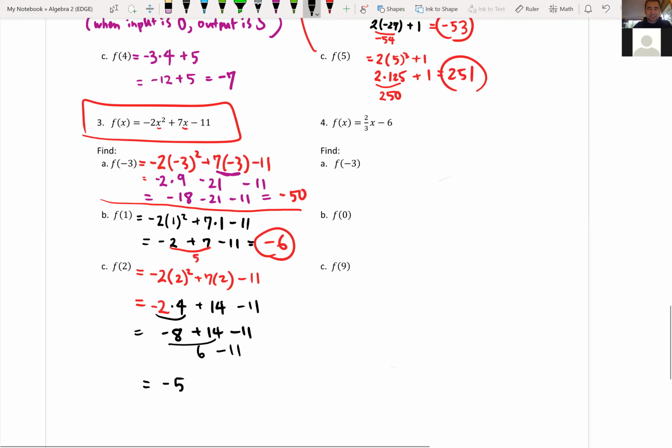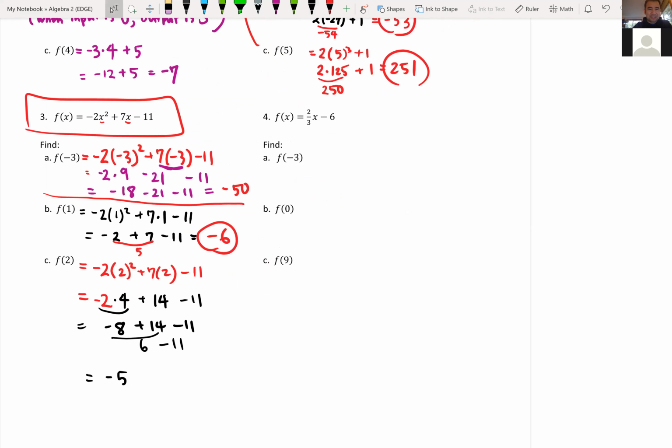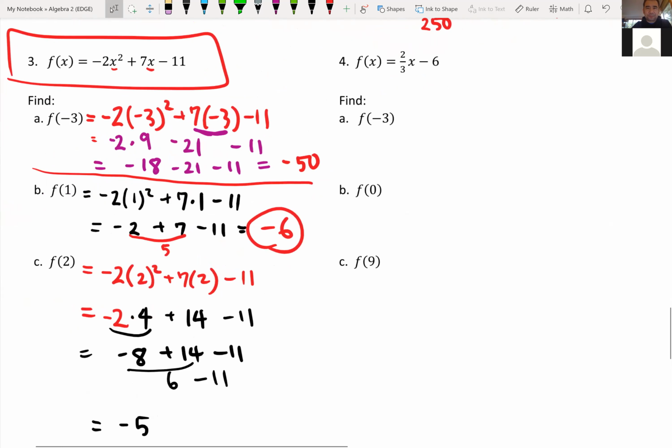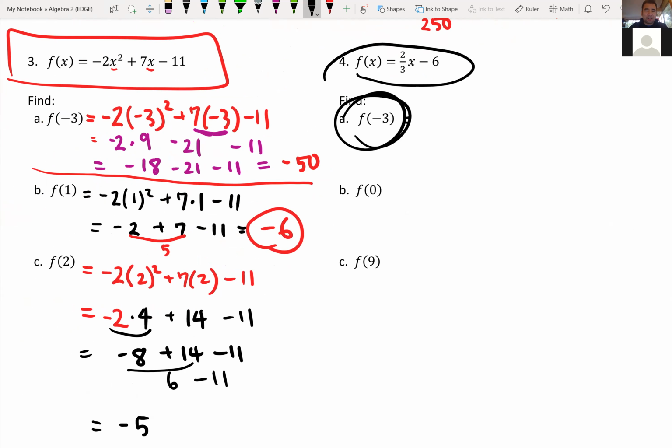Okay, last 3 questions, guys. Almost done. Now, this one has a fraction in it, but it's a linear function. So let's see how it goes, okay? I'll show you how to do that with a fraction. Okay, so the first one, f of negative 3 right here.